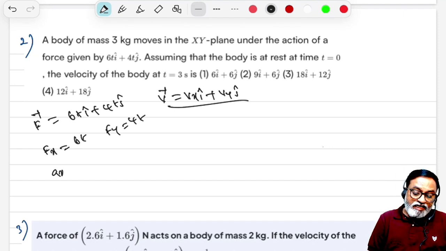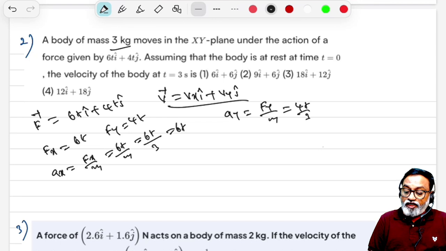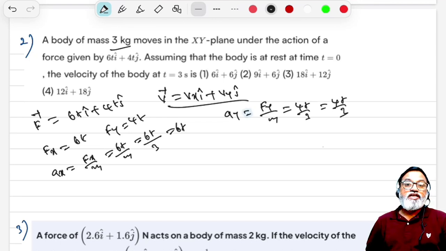Therefore, acceleration in x direction, ax is equal to fx by m, that is 6t by m, what is mass? 3. Therefore, this is 2t. Like that. ay is equal to fy by m. fy is 4t, mass is 3, that is 4t by 3. This is the acceleration.